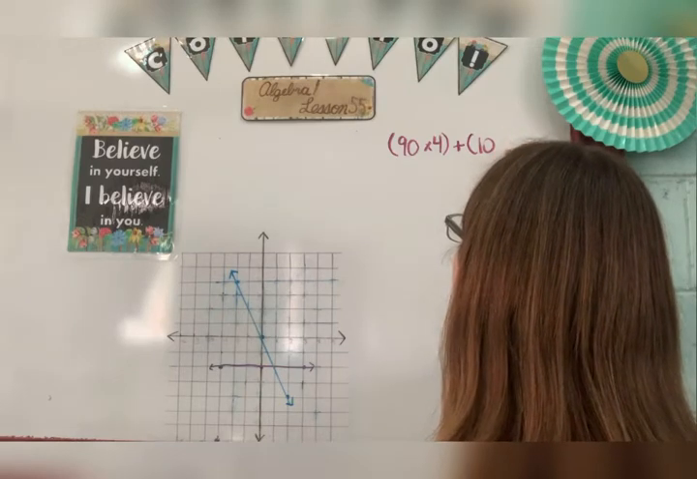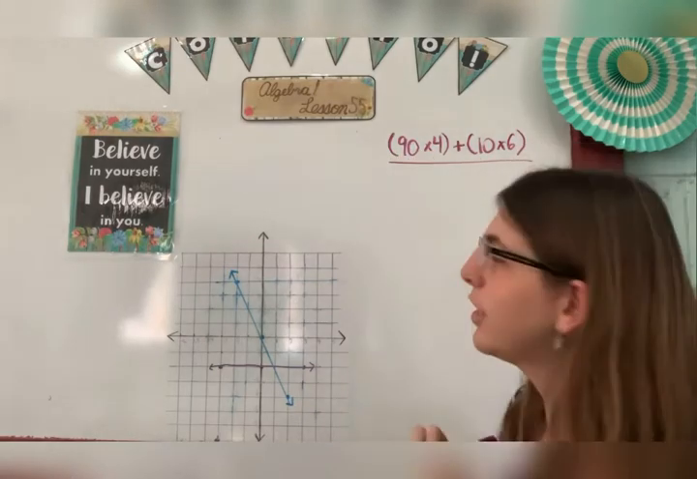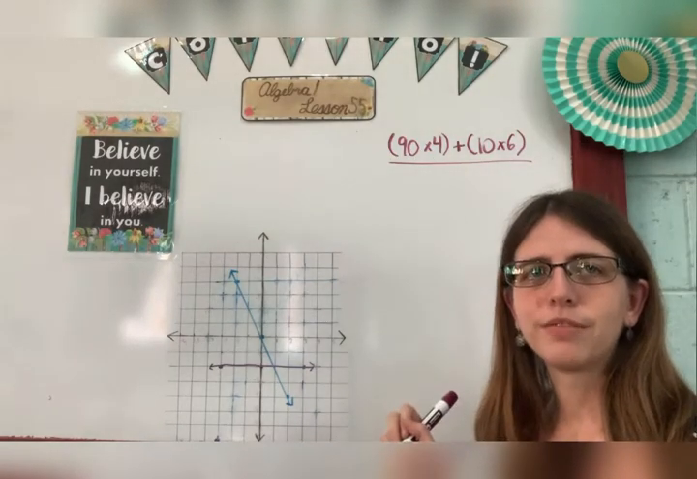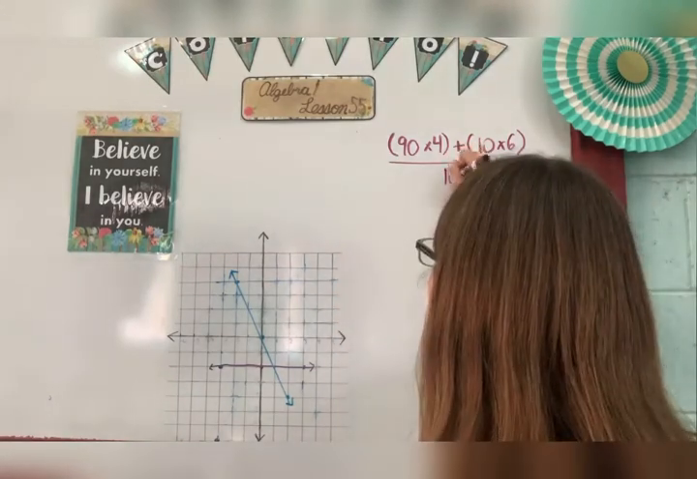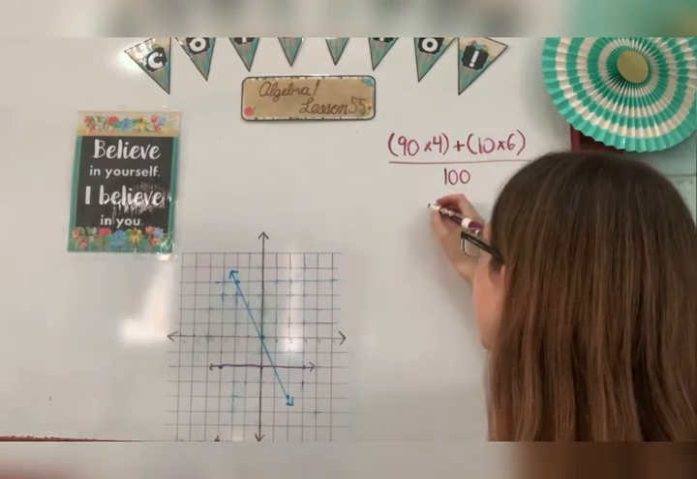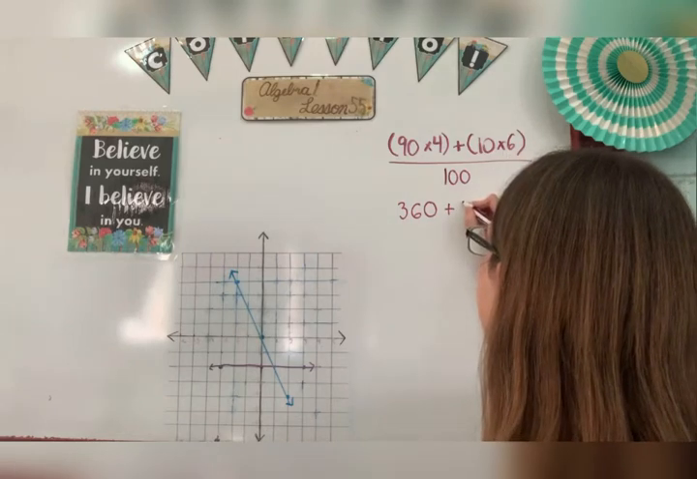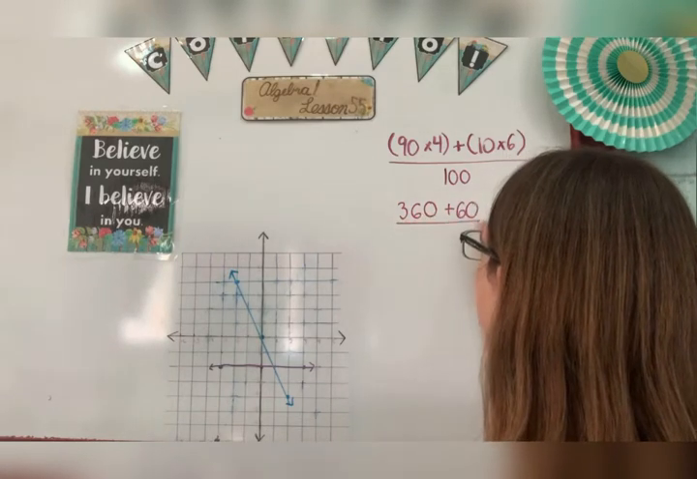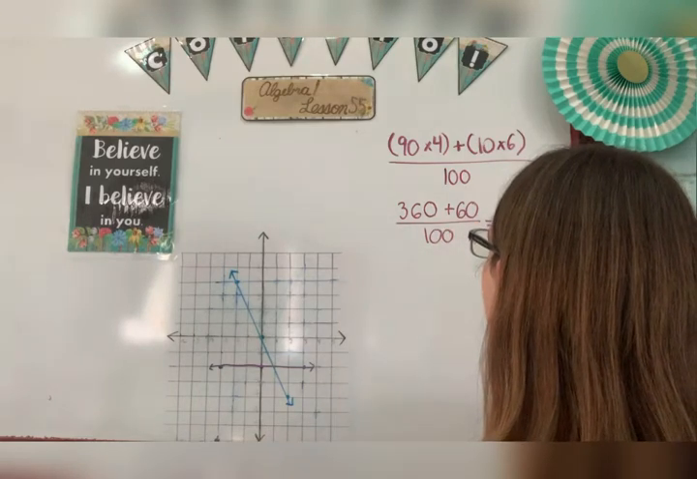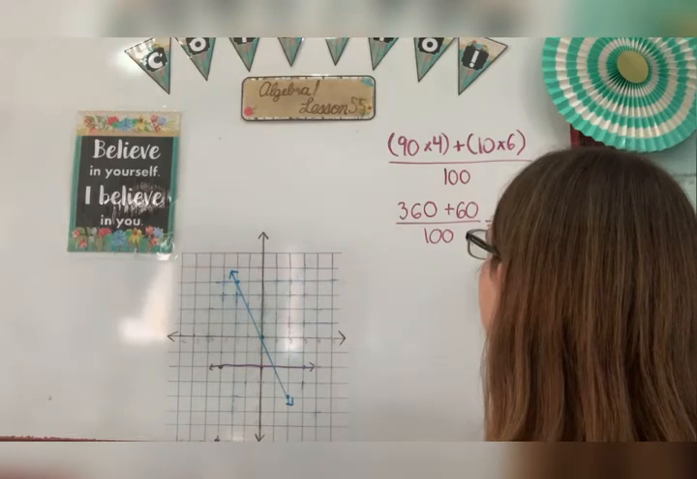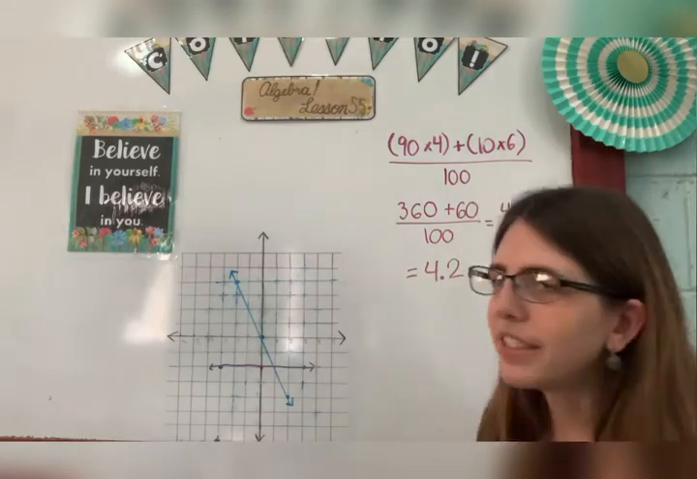Plus, you multiply 10 by 6. Now, how many total numbers did you average? 90 plus 10, 100. Okay, 90 times 4 is 360, plus 10 times 6 is 60, over 100. 360 plus 60 is 420, over 100. Divide that and you get an overall average of 4.2.